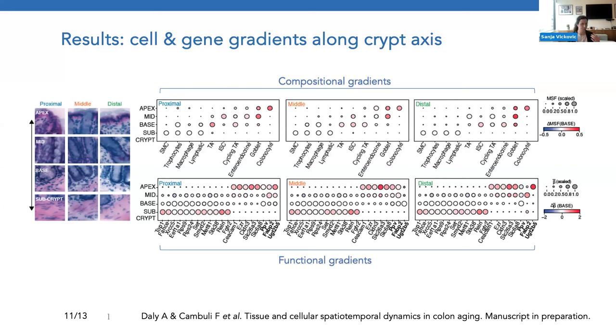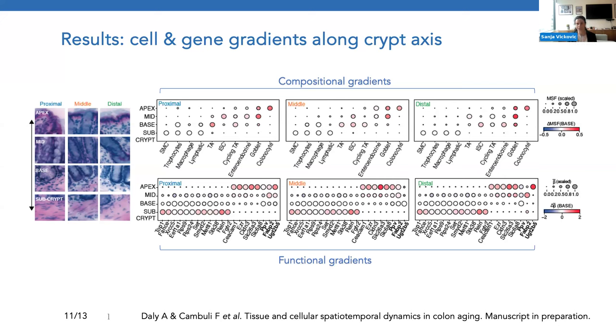For the most part, we're seeing what we're expected to see. Smooth muscle cells, macrophages, lymphatic cells, subcrypt, TA cells, intestinal cells, bottom crypt, goblet cells, choanocytes as we go up. For the vast majority, the bottom heat map says the same thing.